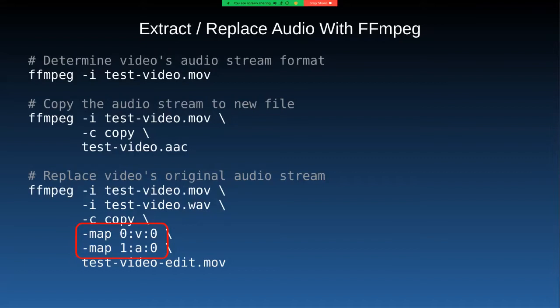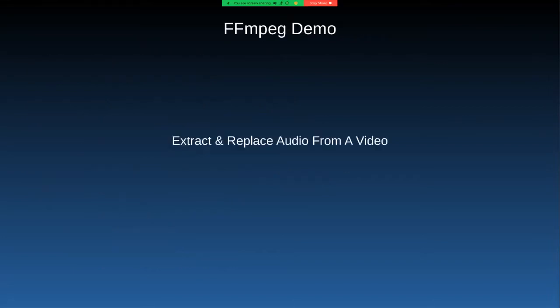And then the mapping, it's going to take the second file, so one, and then grab the audio stream and write it out to the first audio stream of your output file. So those are sort of the heart of what's happening here in these calls. And let me switch over now.